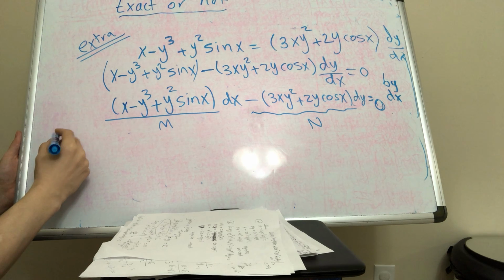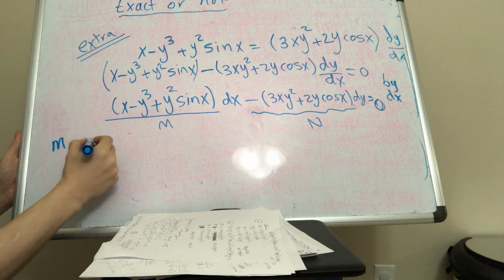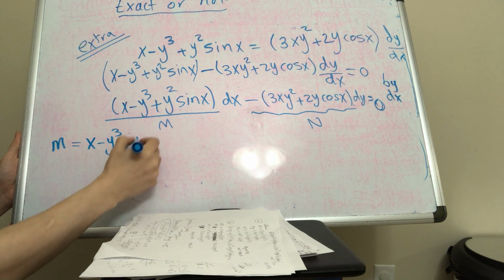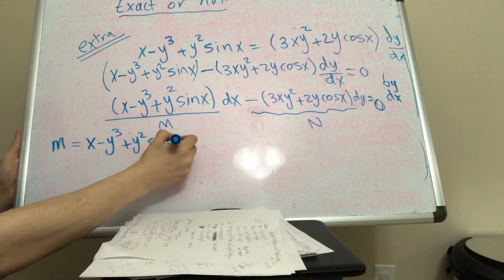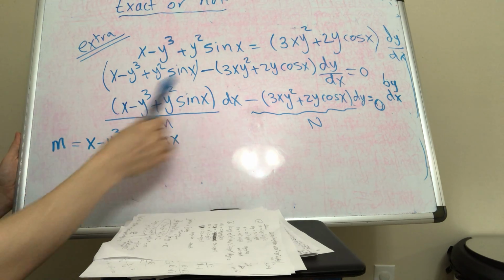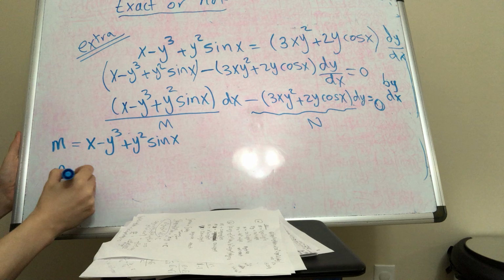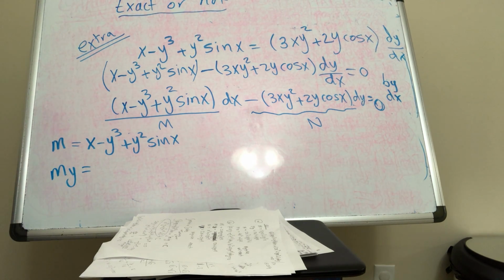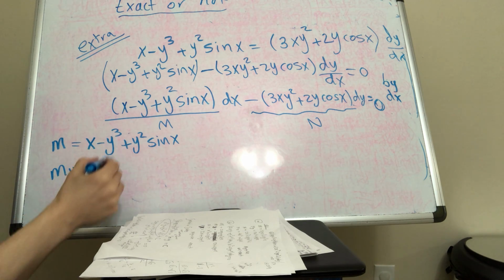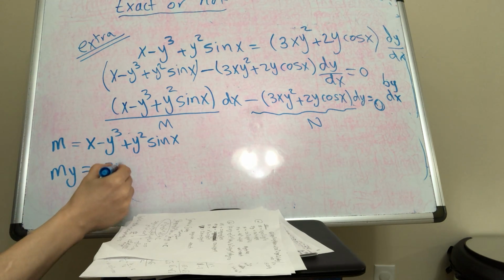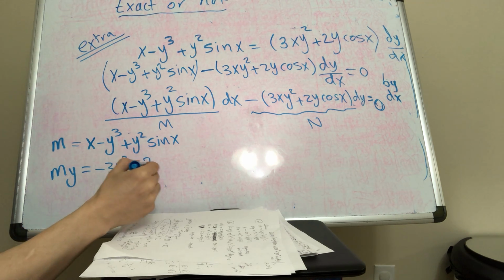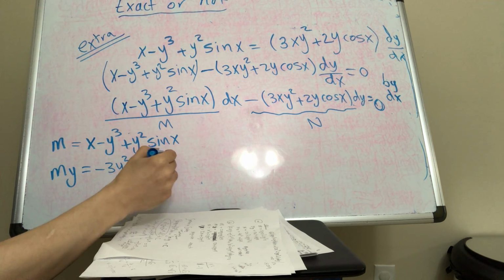So your M is x − y³ + y² sin x. And since this one is dx, I'm going to find the derivative with respect to y. x doesn't have a derivative. This with respect to y, −3y². This with respect to y would be 2y sin x.